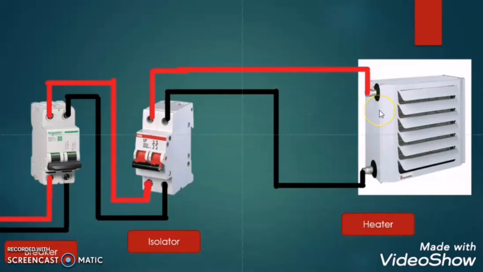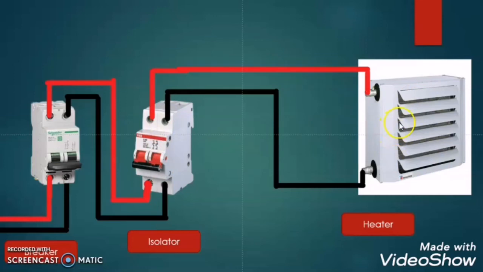The first case here is that we need to turn on the load. At that time, we will first turn on the isolator. Why? Because there is no current flowing through the load, it is in the rest condition, it is not running. So first we will turn on the isolator, so it is an offload operation, and then we will turn on the circuit breaker. So the current will go from the circuit breaker to the isolator, because the isolator is already on, then it will go to the load and the load will function.